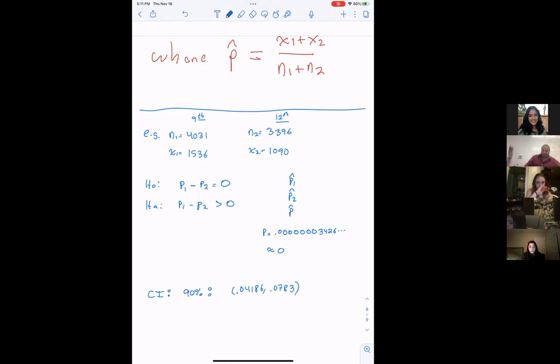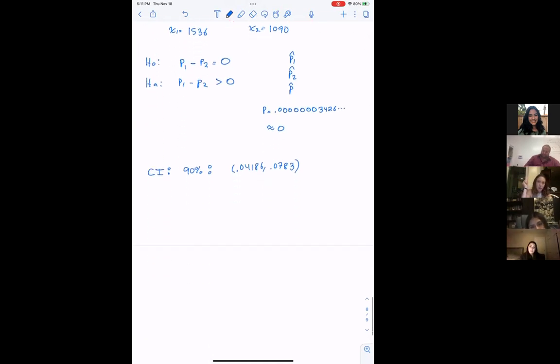Why do I reject the null? What's the reasoning behind that? Yes, 0 is not in my confidence interval. 0 is not an element of my confidence interval. That little script E stands for is inside of. 0 is not inside of my confidence interval. So at 90% confidence, I would never claim the difference is 0, but rather only greater than 0.